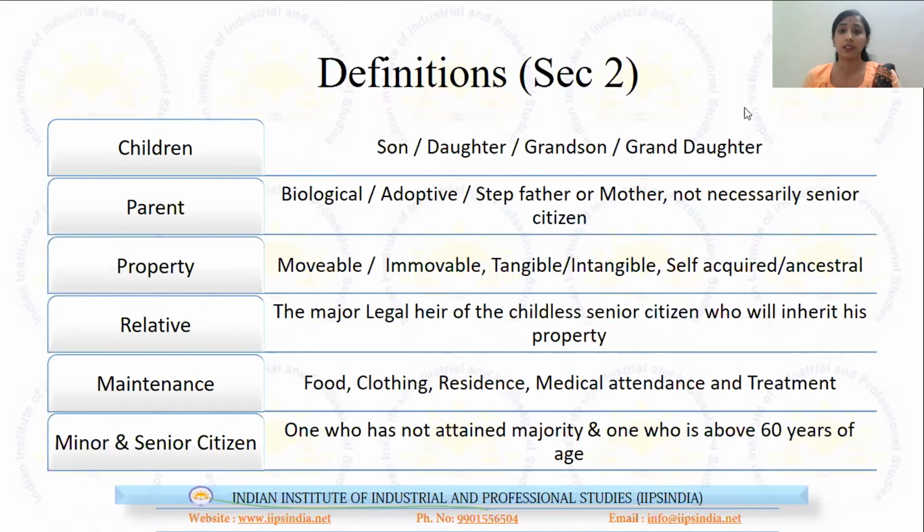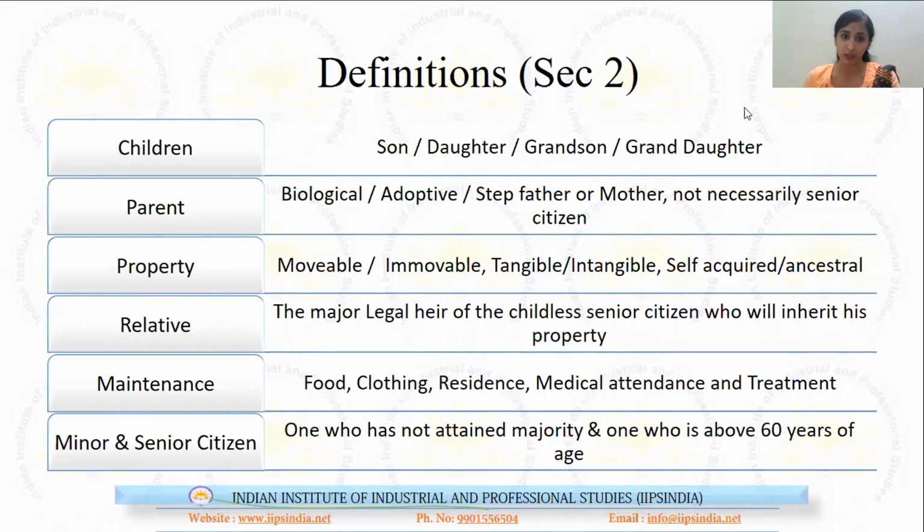Property. Whenever this act makes reference to property, it includes all kinds of movable, immovable, tangible, intangible, self-acquired and ancestral property. Section 23 of the act says that a property transfer can be made void, and it even includes the ancestral property, not just the self-acquired property.